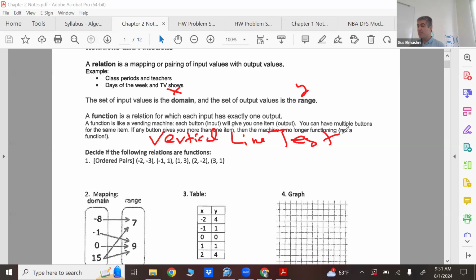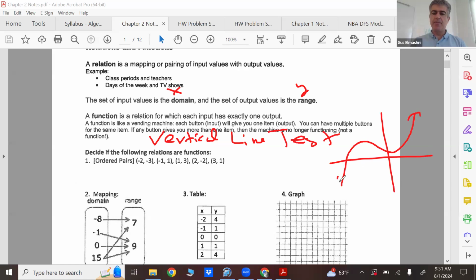Okay, the vertical line test you guys may have seen before. The way the vertical line test works is that if you have a graph, let's say something like this here, and you draw a bunch of vertical lines, the vertical lines can only touch once, or may not touch. But if it touches more than once, it's not a function. If it touches just once, it is.